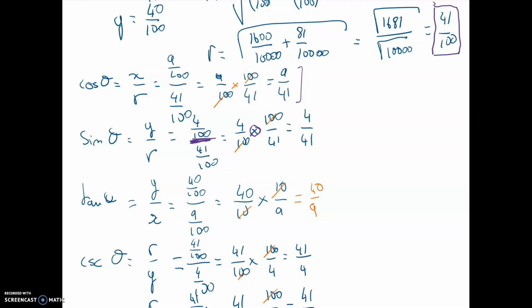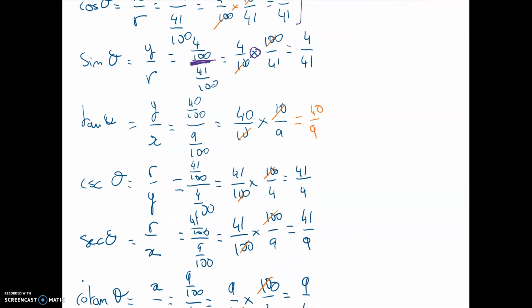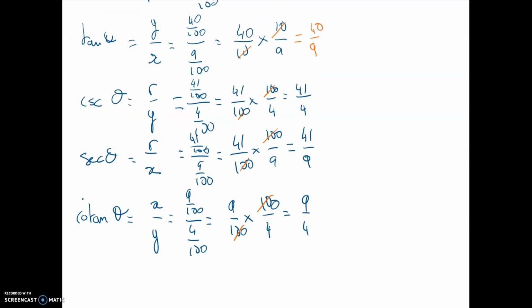and so you end up with 4 over 41. Same thing for the value of tangent, which is going to end up being 40 over 9. The cosecant will end up being 41 over 4. The secant, 41 over 9. And finally, the cotangent, which is going to be 9 over 4. Take your time. You can always pause.